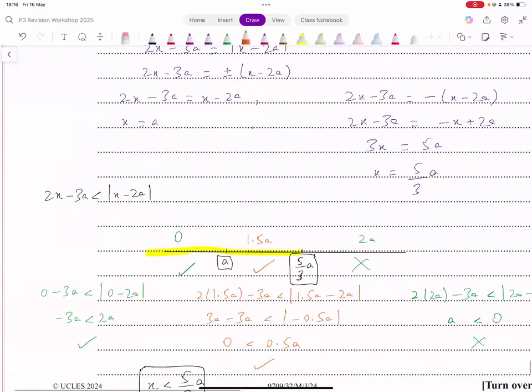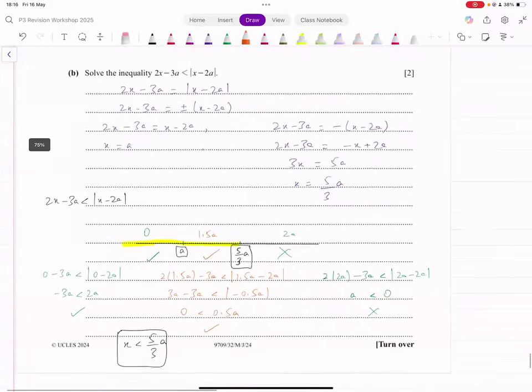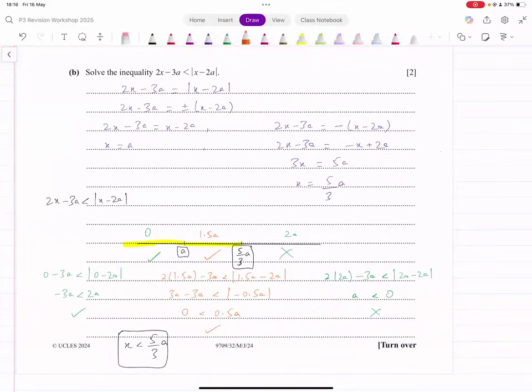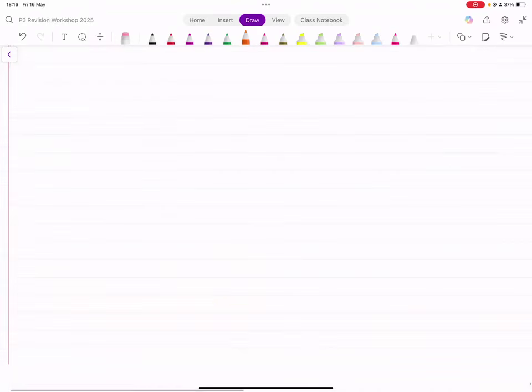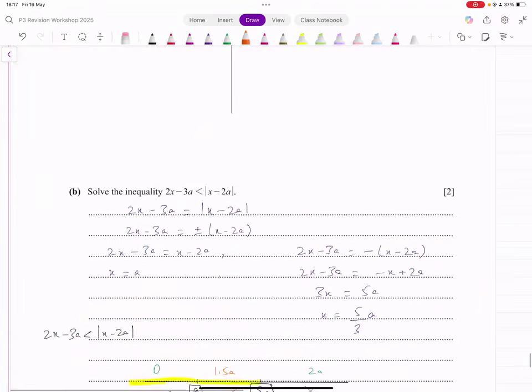And in the second part, I just want you to solve this inequality. You can have a look at the solution I've shown you in another example like this before as well. And that's all that you need to know about the modulus function.